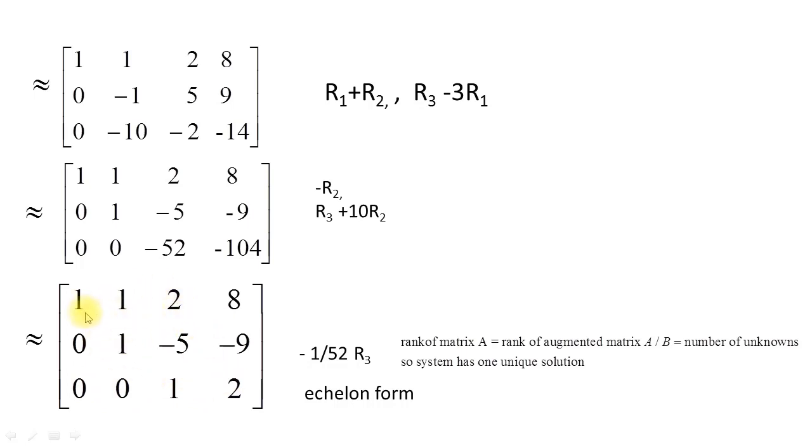And the similar matrix is 1, 1, 2, 8, 0, 1, minus 5, minus 9, 0, 0, 1 and 2. This is the echelon form.